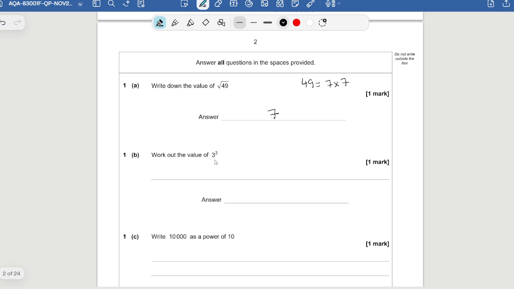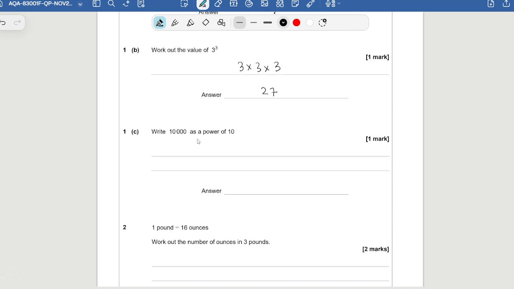Work out the value of 3 cube. 3 cube is 3 times 3 times 3. So we multiply 3 by itself 3 times to get 3 cube. So the value for this is 3 times 3 is 9, 9 threes is 27.